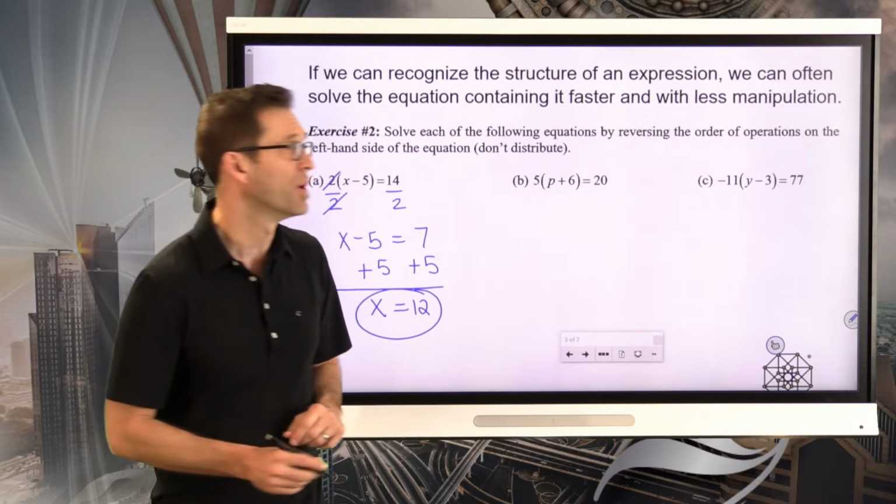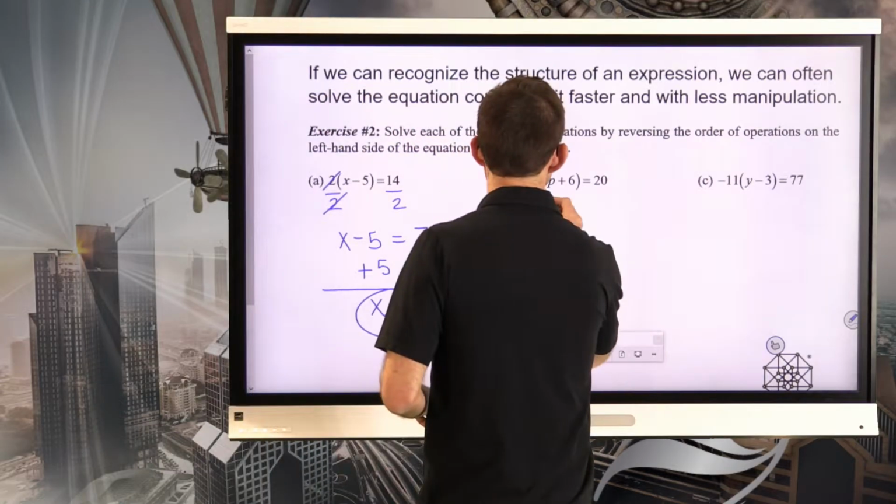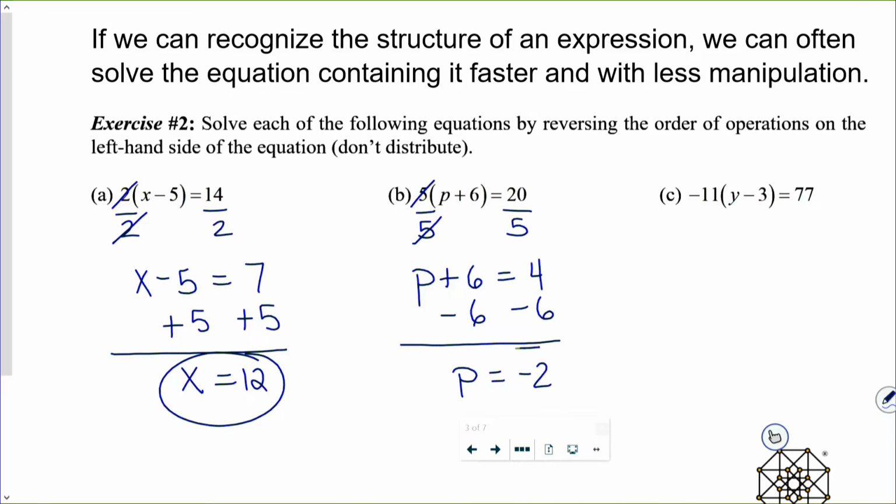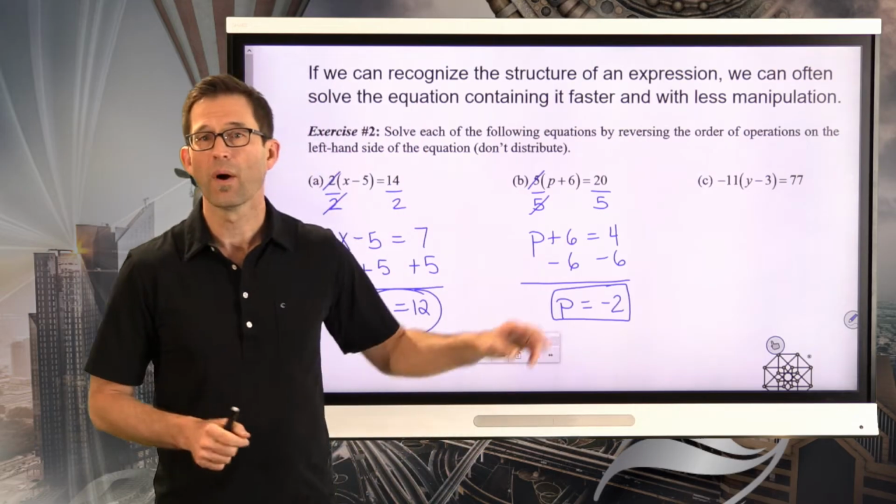All right, let's do it. So in this case, we've added 6, then multiplied by 5. So I'm going to start first by dividing both sides by 5. That gives me p plus 6 is equal to 20 divided by 5, which is 4. I'm now going to subtract 6 from both sides. Be careful here. 4 minus 6 is going to be a negative, and specifically, it's going to be negative 2.